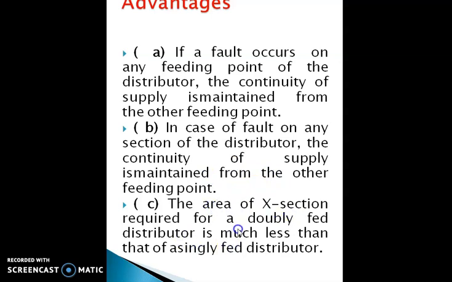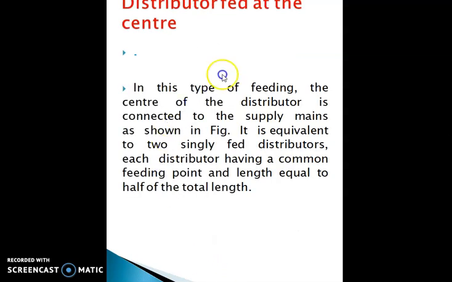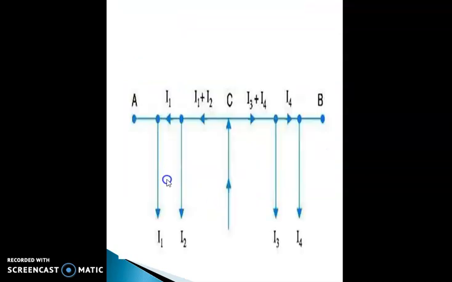The area of cross section required for a doubly fed distributor is much less than that of a singly fed distributor. Distributor fed at the center. In this type of feeding, the center of the distributor is connected to the supply mains as shown below. It is equivalent to two singly fed distributors, each having a common feeding point and length equal to half of the total length. This is the distributor AB, and this is the feeder AB.